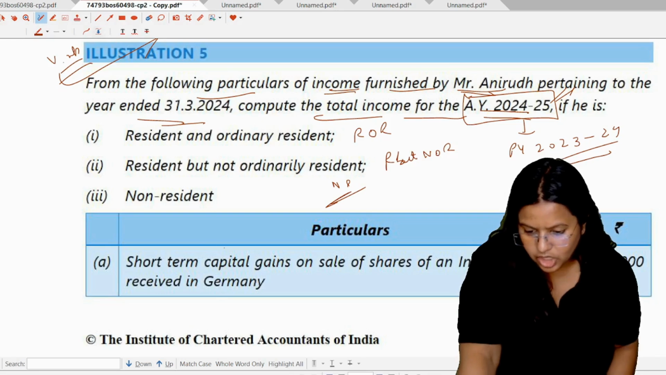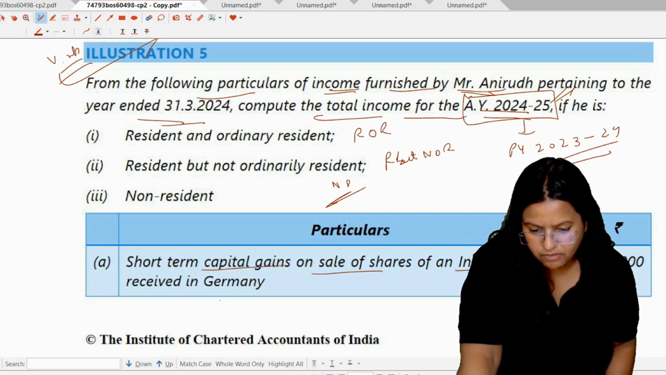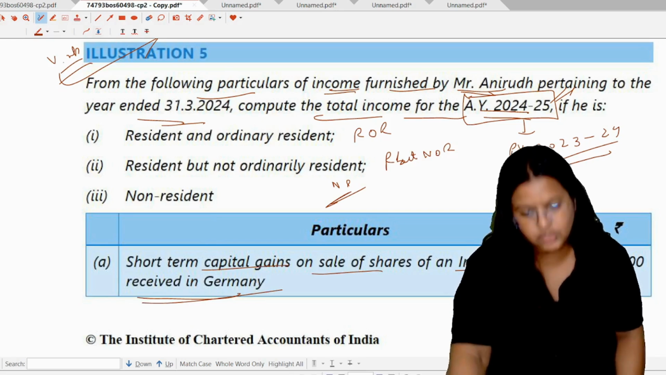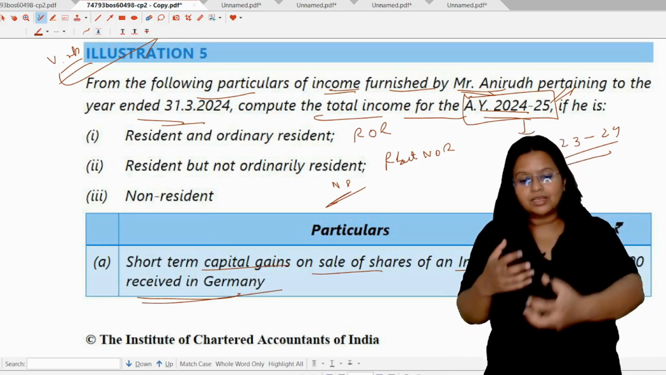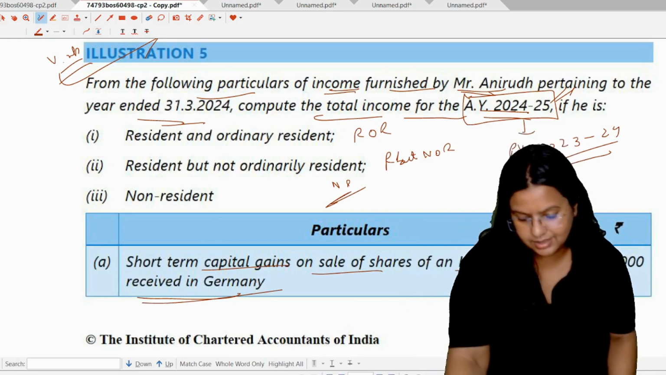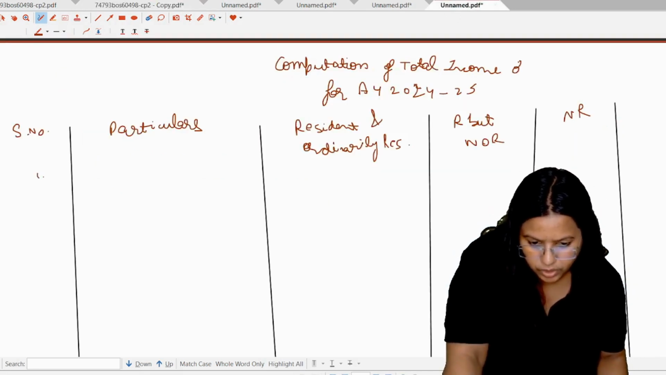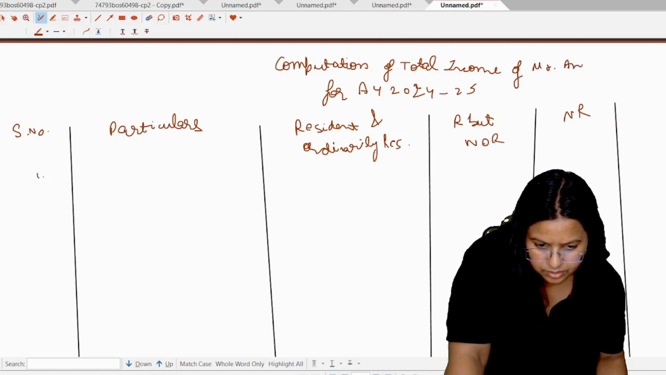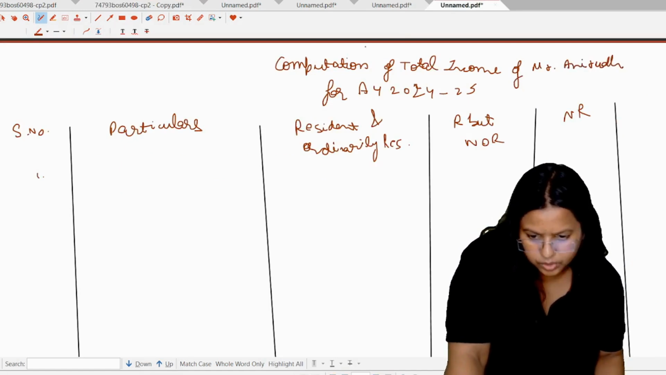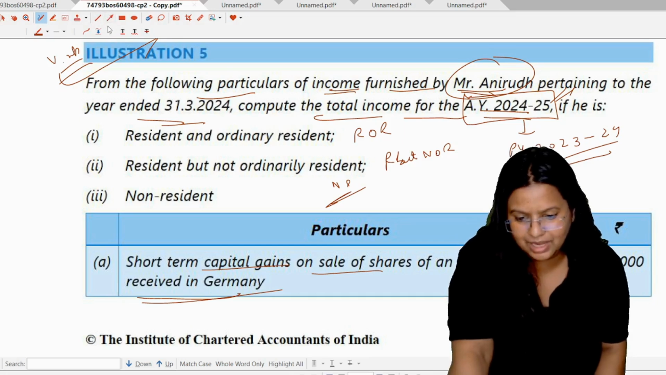Then student, first number, what is the particular? They are asking short-term capital gain on sale of shares of an Indian company received in Germany. As the name is also given, you have to write the name and the computation of total income of Mr. Anirudh. Yeah, these all are going to give you the marks.